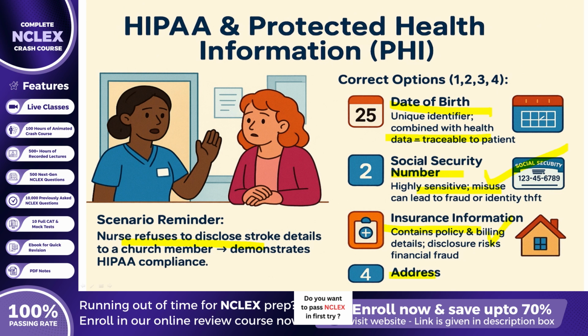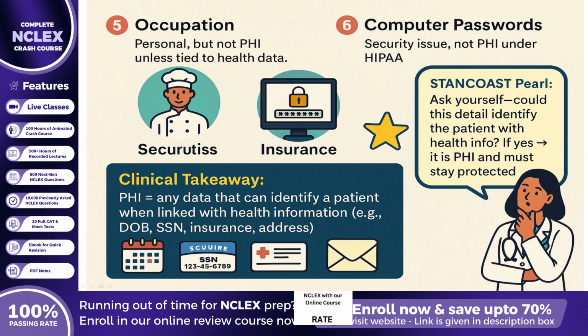Looking at option 4, the client's address, this is another correct answer. Geographic identifiers such as home address, phone number, or even a full zip code are classified as PHI because they can link back to the patient's identity. HIPAA requires strict protection of such information, just like it does for medical records. Turning to option 5, the client's occupation, this is incorrect. While occupation is indeed personal, HIPAA does not automatically classify it as PHI unless it is directly tied to health data in a way that identifies the patient. On its own, it is not considered protected under HIPAA.